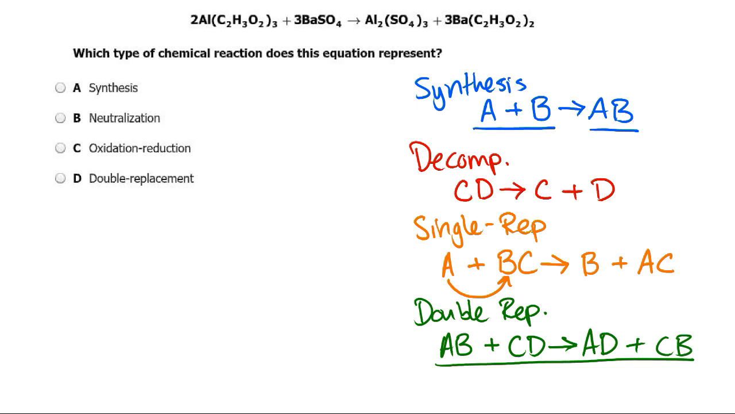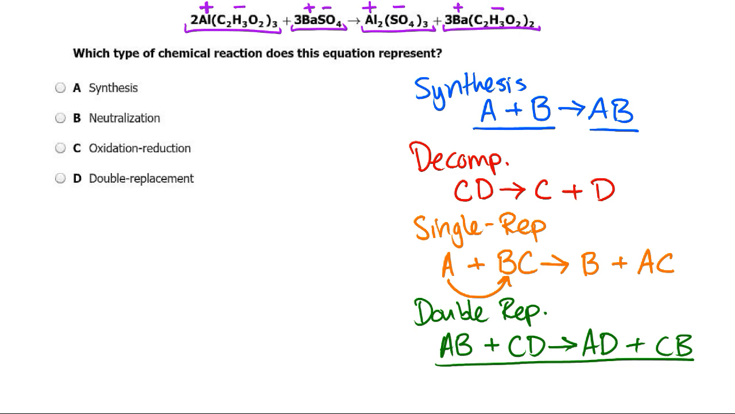You have a metal cation and a nonmetal anion in one compound. You have a metal cation and a nonmetal anion in the second compound. On the other side, you get a metal and a nonmetal, and a metal and a nonmetal. So you get two new compounds. The positive and negative charges have switched places.